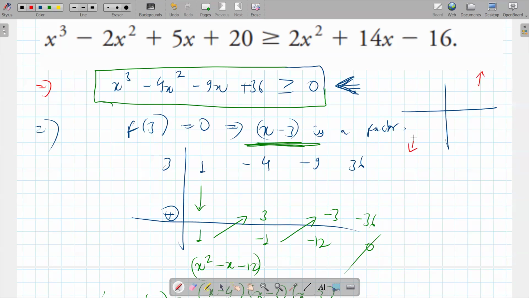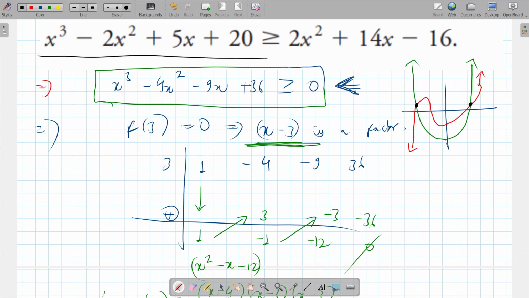So this is what they do. They graph the cubic function, and then they graph the quadratic function, and then they're like, okay, when is the cubic function above the quadratic? In other words, when is the red line above the green line? And they're like, well, that's from here to here. So that's the answer. That does work, but the complicated thing about that is this may not be factorable.